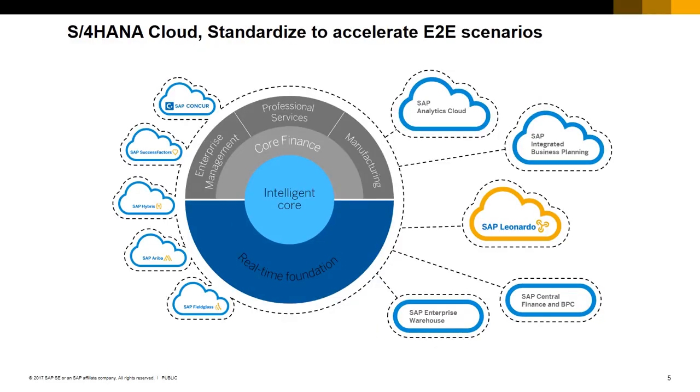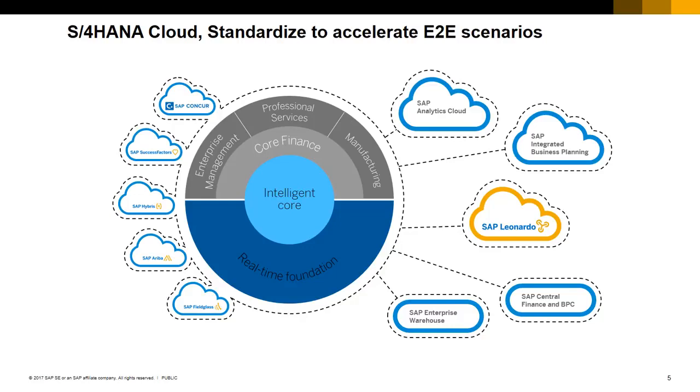Not only do we deliver the platform, we also connect natively to our line of business applications in the cloud. Concur for expense management and travel, SuccessFactors for HR, Hybris for customer engagement and commerce, Ariba for procurement, and Fieldglass for contingent workforce management. Not only do these solutions offer data integration, on top of that they also offer native process integration. So we can ensure that the end-to-end processes between our line of business cloud solutions and the Intelligent Core run smoothly and are being monitored by SAP.